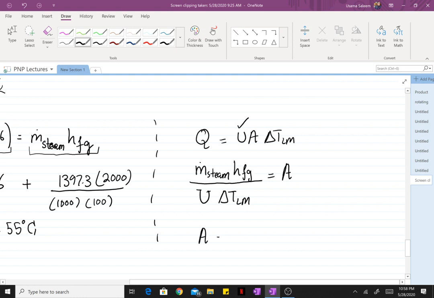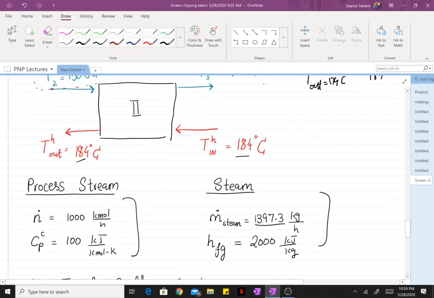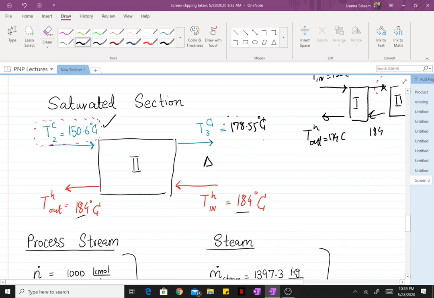Okay, so if I do this calculation real quick, we'll be able to get things rolling. Okay, so on one side, let's see, our delta T on this side is gonna be 184 minus 178.55.